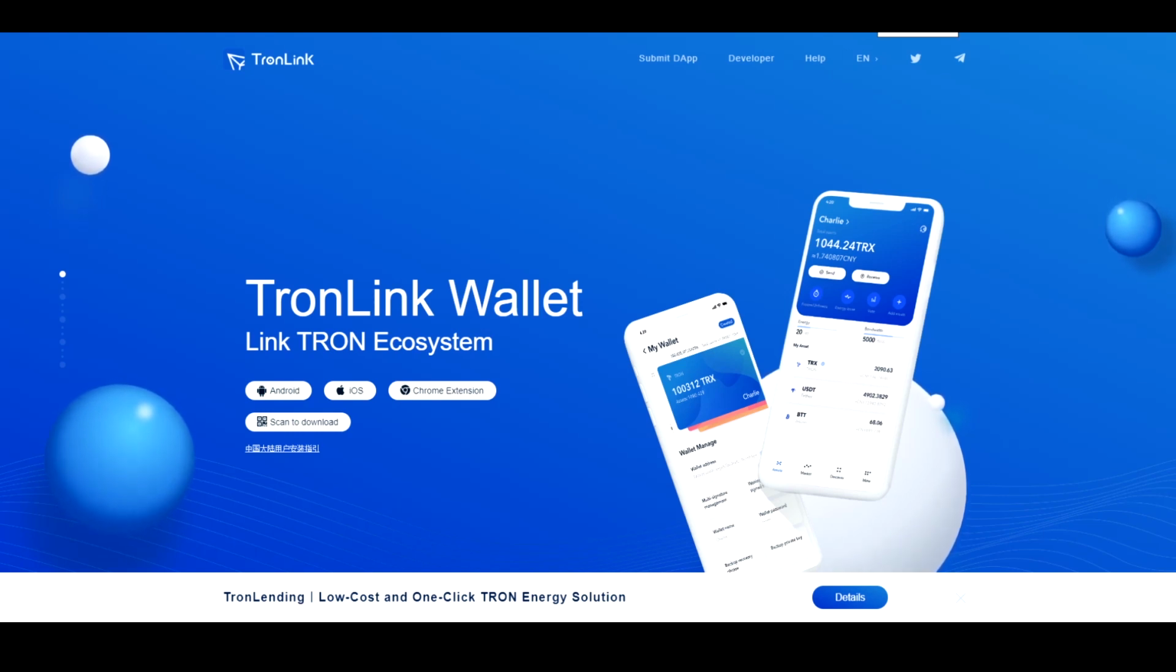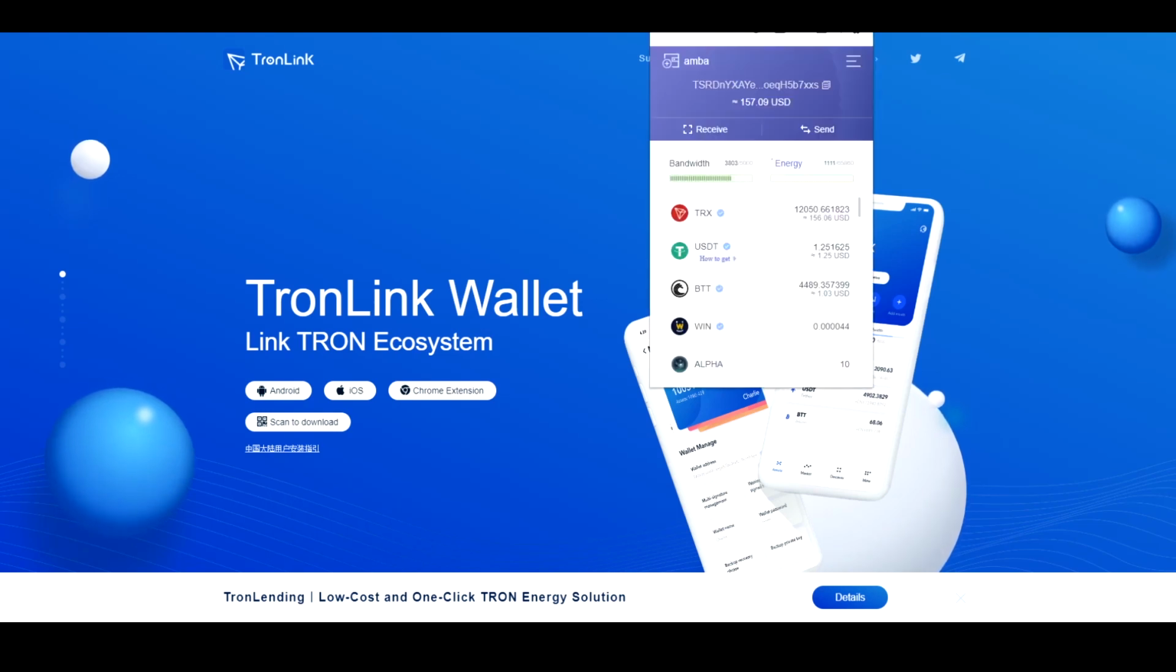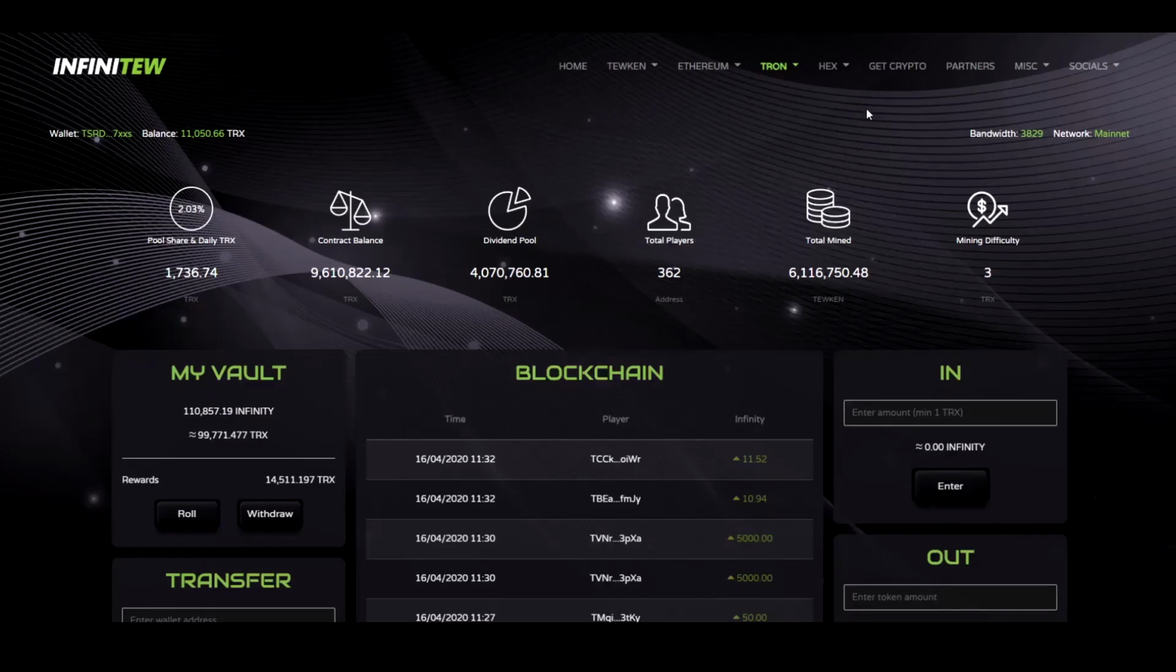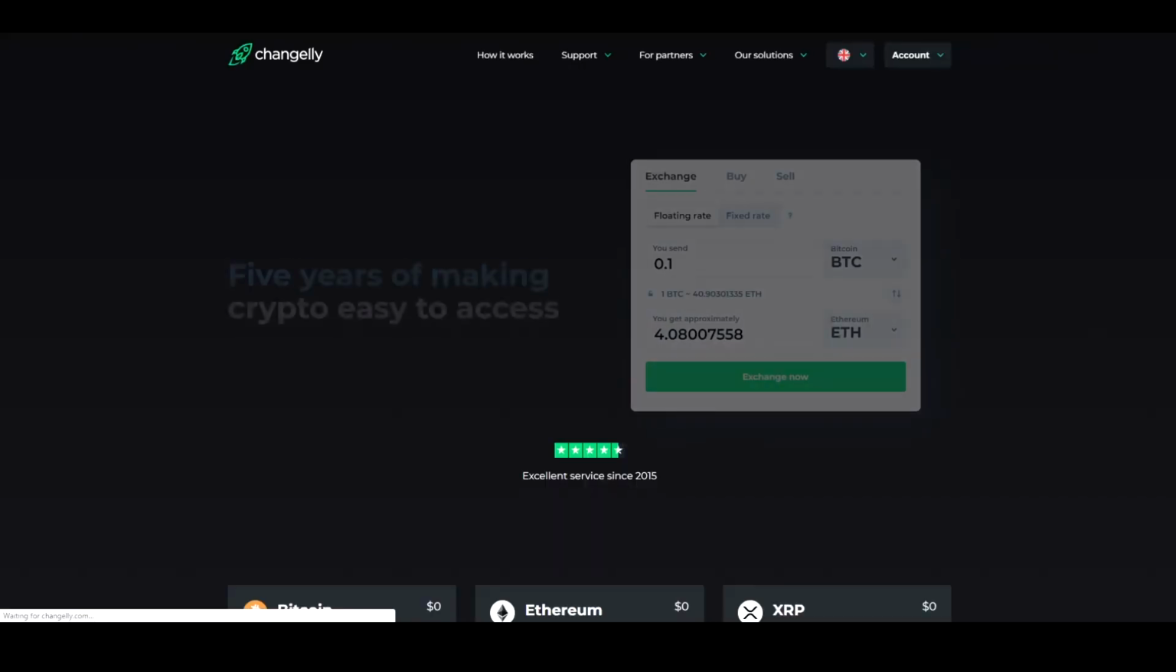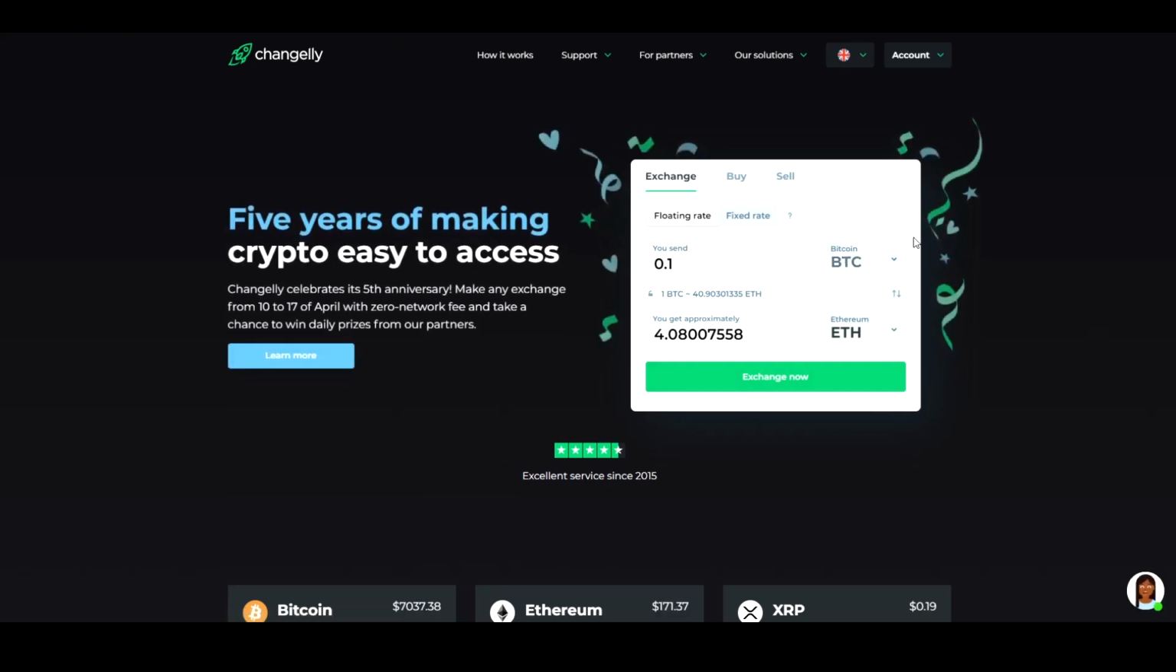After you download TronLink or Tron Wallet and set up your account, you will need to fund your wallet with some TRX. You can obtain some TRX by going back to Tewkenaire.io and clicking Get Crypto. Here you can buy, sell, or exchange your crypto for TRX.